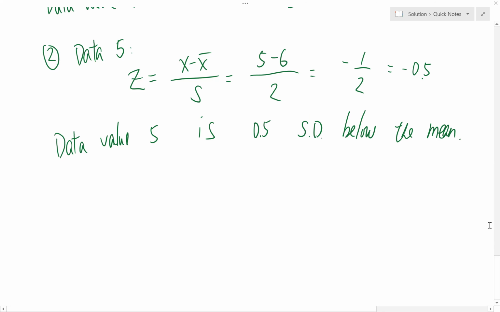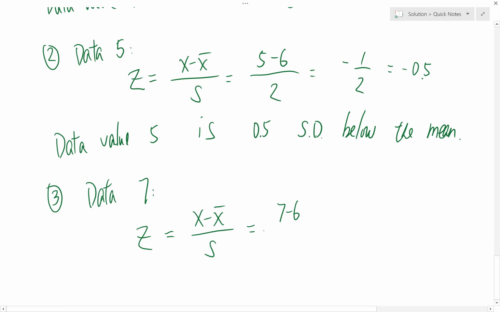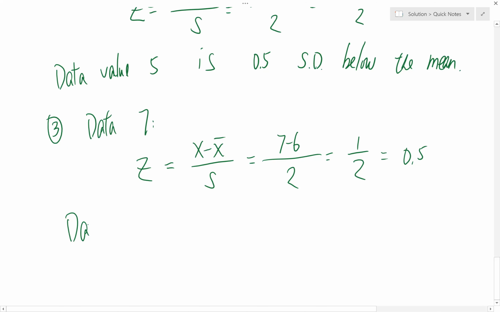Okay, so now let's move on to the next number, 7. For data value 7, we have a couple of them, so we can just calculate one of them. That's good enough. This one is above the mean. So x minus x bar over the standard deviation: 7 minus 6 over 2, which turned out to be half. Now it's positive. So what this tells us is data value 7 is 0.5 standard deviation above the mean, because it's bigger than the mean.